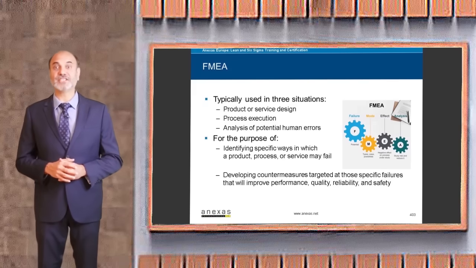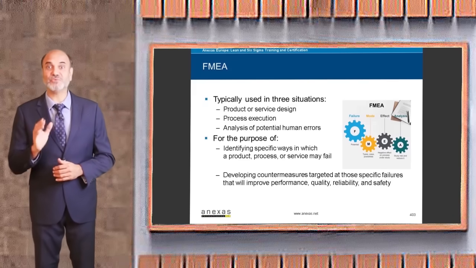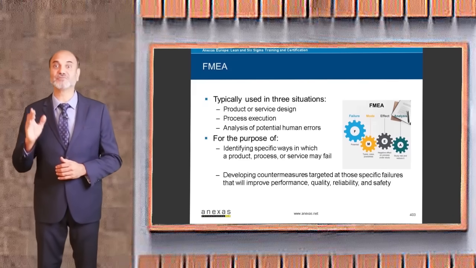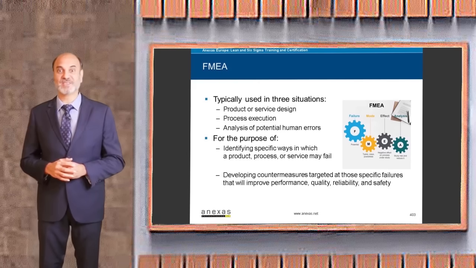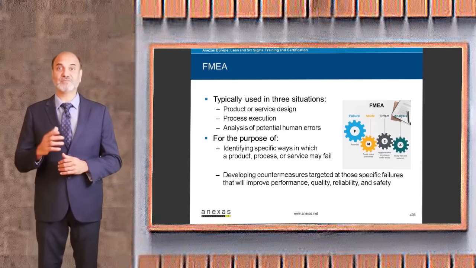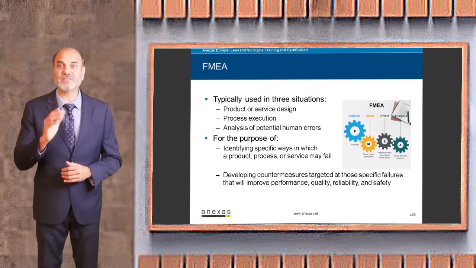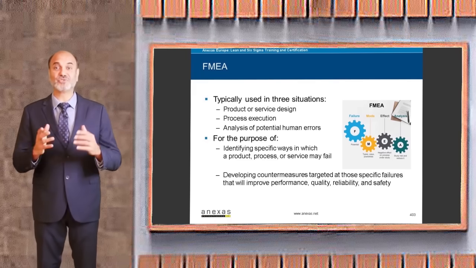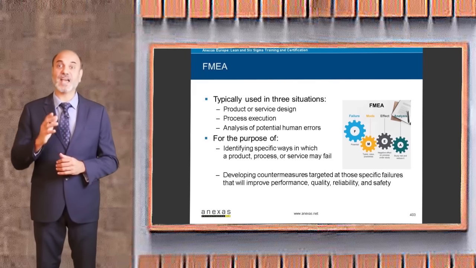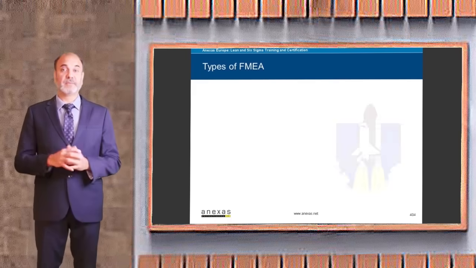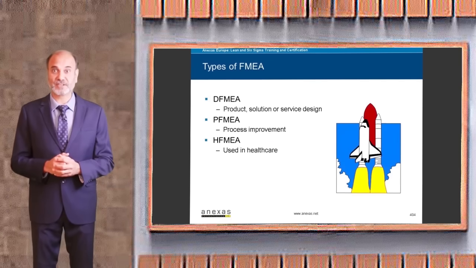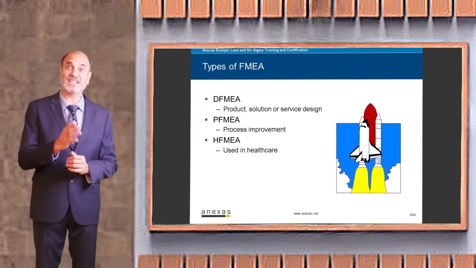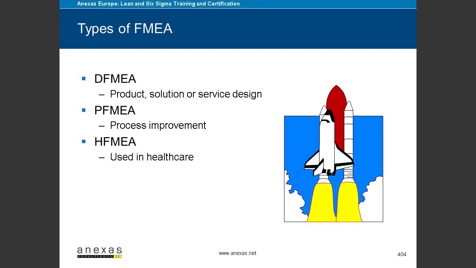For the purpose of identifying specific ways in which a product, process, or service may fail, you can use an FMEA. You can also use an FMEA for developing countermeasures targeted at those specific failures that will improve the performance, quality, reliability, and safety. Many times, FMEA is also prefixed with some alphabets like DFMEA, PFMEA, HFMEA.